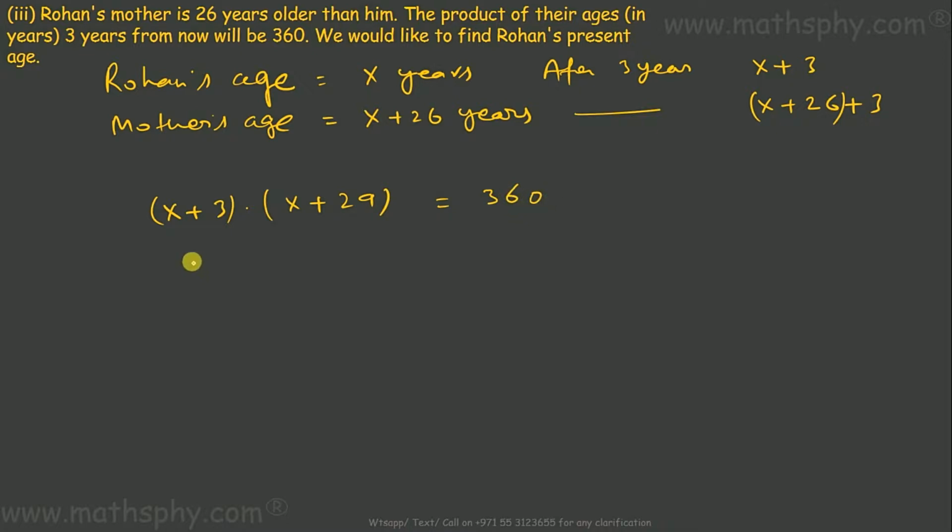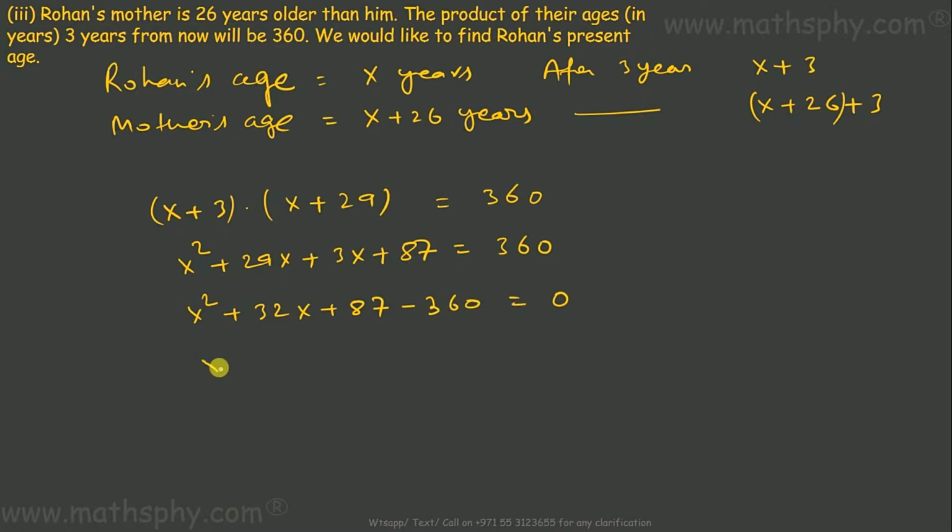So if I solve this, this gives me x squared plus 29x plus 3x plus 87 equals 360. So this would be x squared plus 32x plus 87 minus 360 equals 0. So this would be x squared plus 32x minus 273 equals 0. So this is the quadratic equation representation of this problem here.